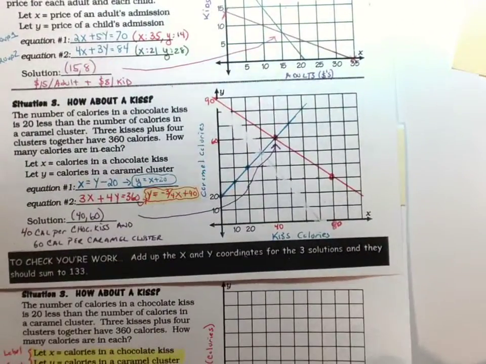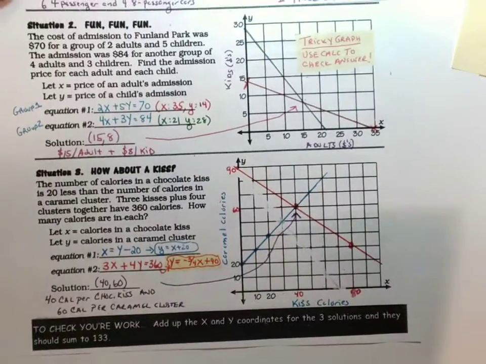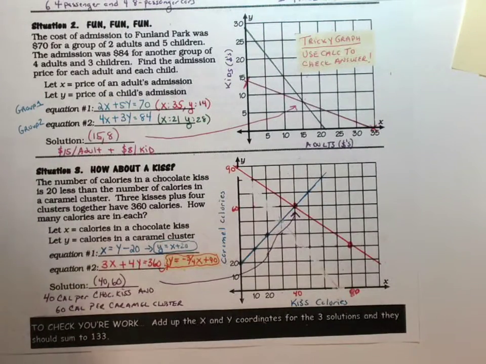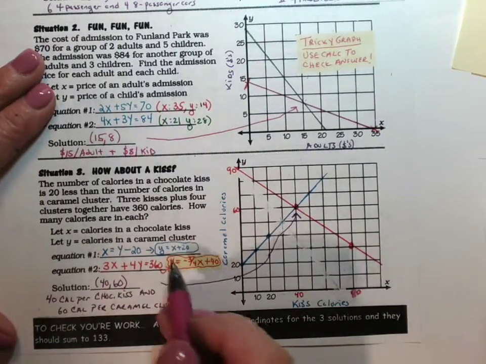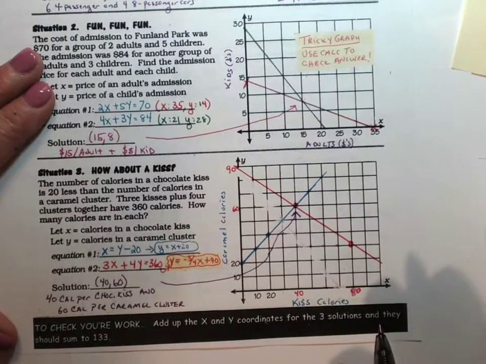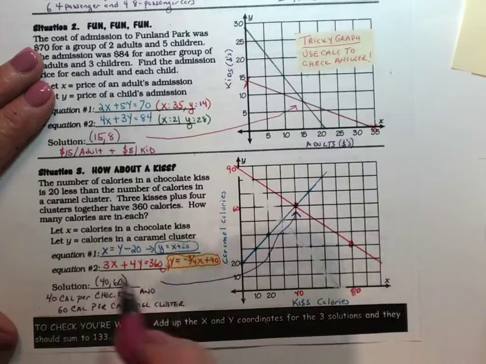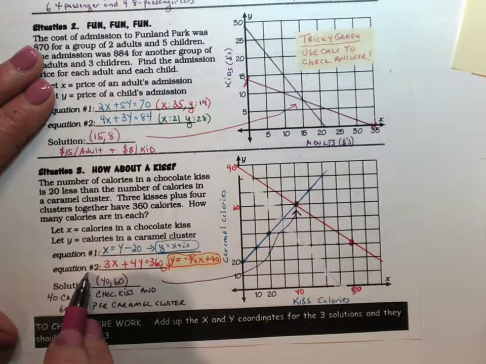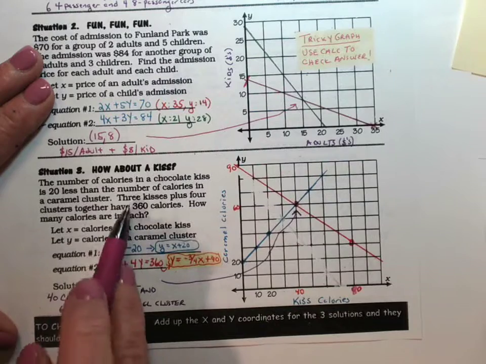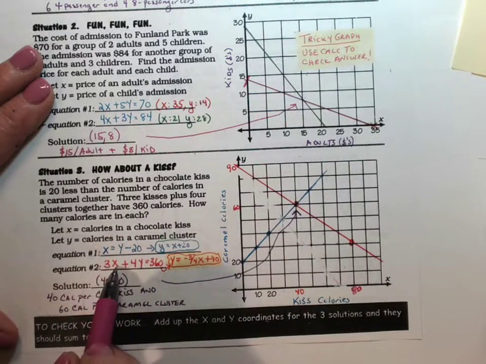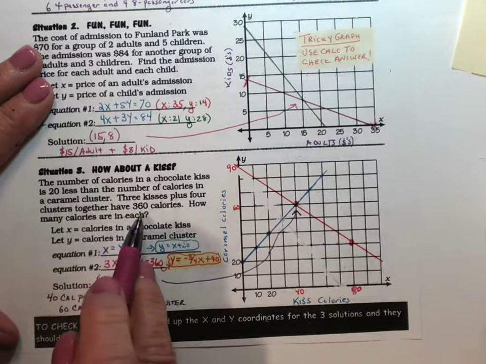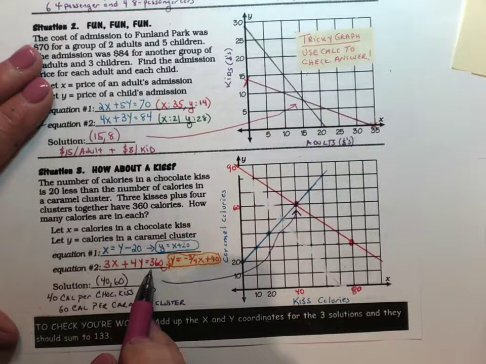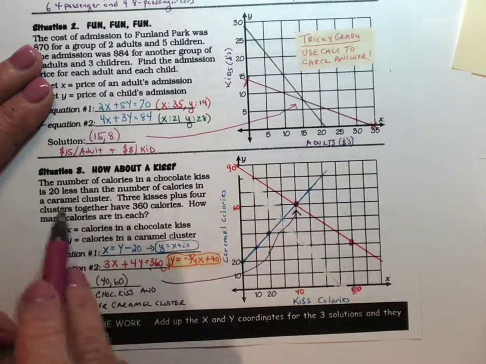The last problem, the 2 equations were kind of tricky. I used slope-intercept to graph both of these. The second one was really easy to do. Second equation, you have 3 kisses, so 3x plus 4 clusters, 4y, for a total of 360 calories. That equation was pretty straightforward. The other equation was a little trickier.